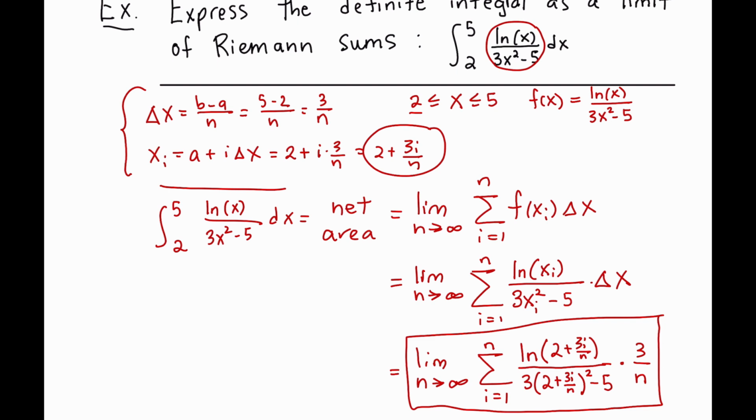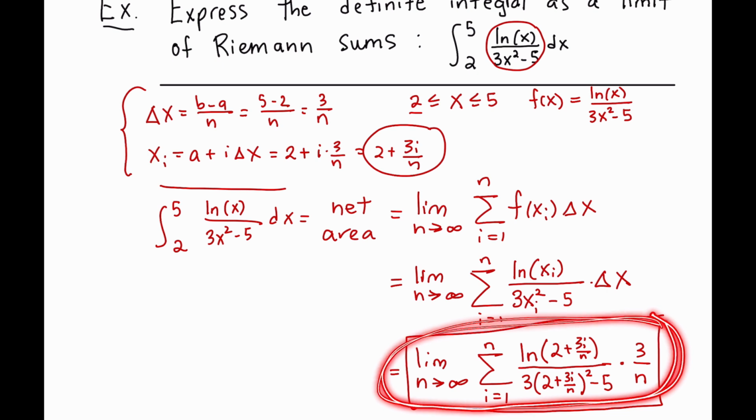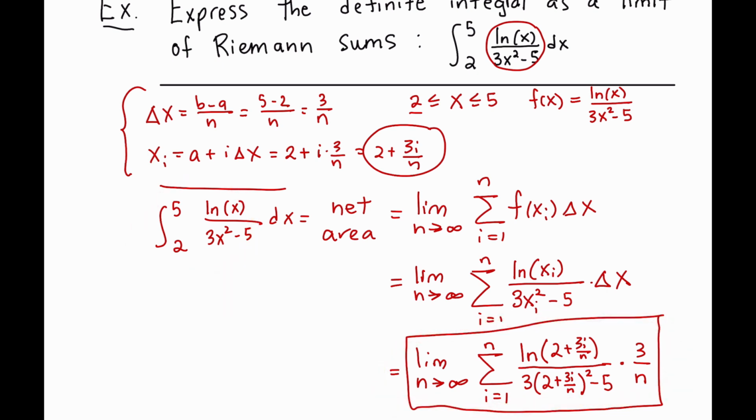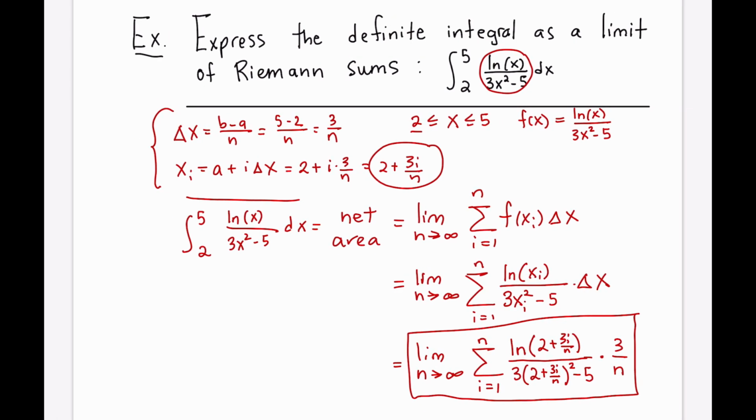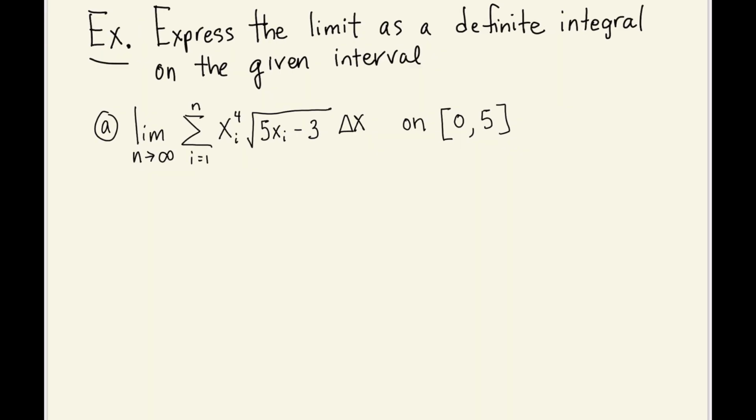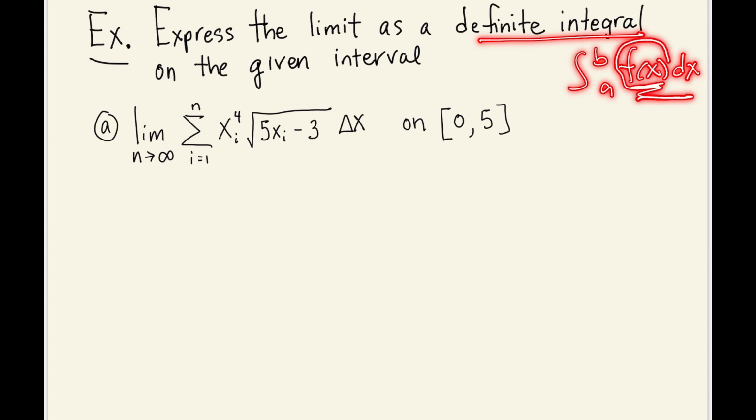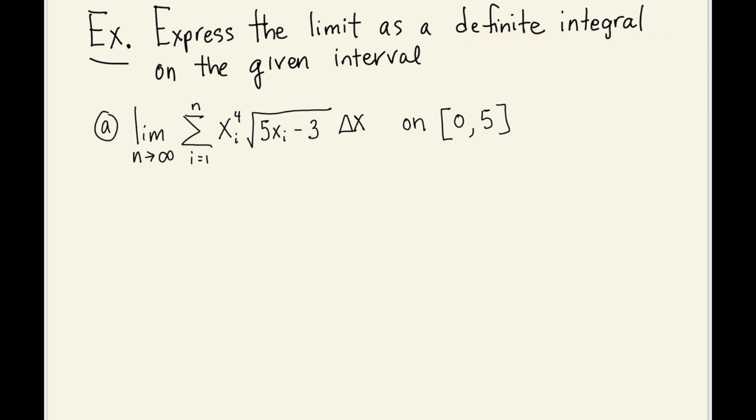Okay, so let's work the other way. If I were to give you this limit, would you be able to tell me what the definite integral was? Let's do a couple of examples like that, again just to get you comfortable with the notation. We are going to express the limit of Riemann sums as a definite integral, so we want to put it in this form. That means we're going to have to figure out what the function f of x is. That's really the key, because the bounds of integration are usually just given. You're told what interval you're working with. So let's take a look at this.